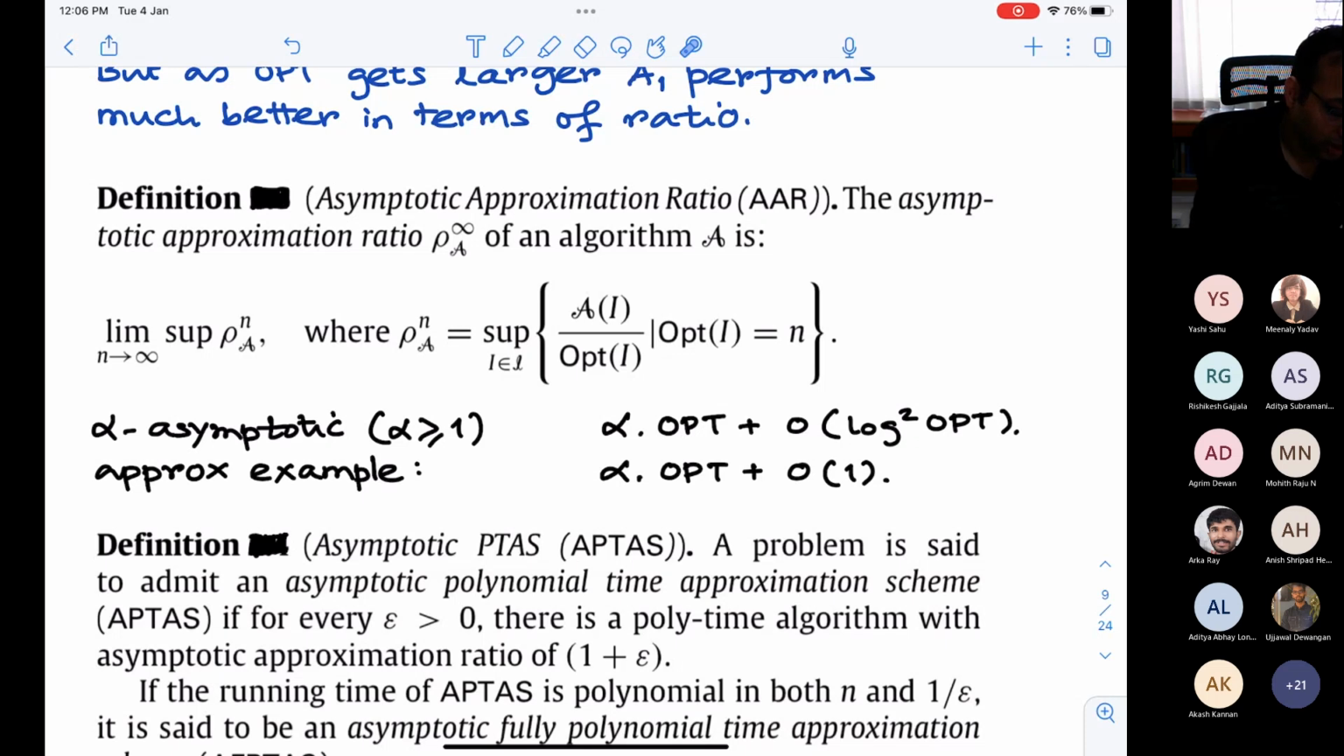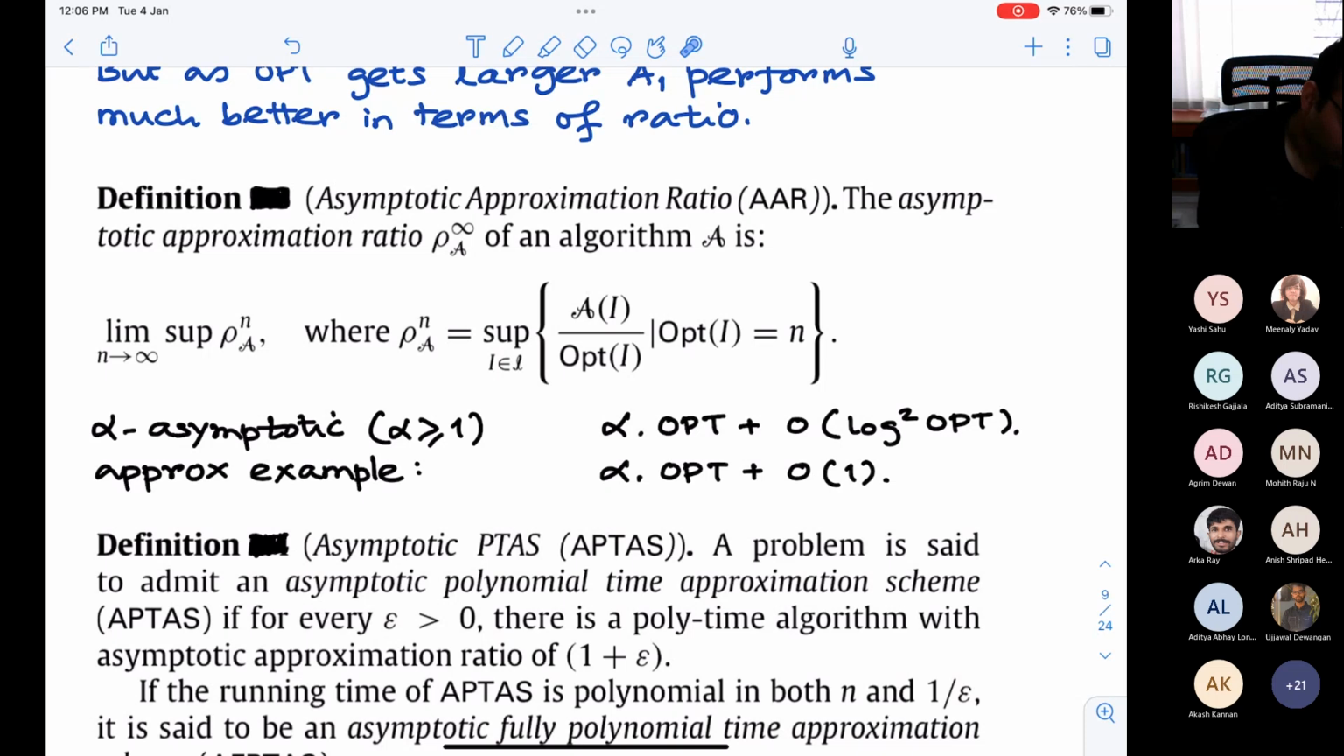So that is the definition of asymptotic approximation ratio. In other words, what it's saying is when n tends to infinity, you can think of OPT as very large. In that case, what is the ratio we get here, ALG by OPT? The worst-case ratio that we get.